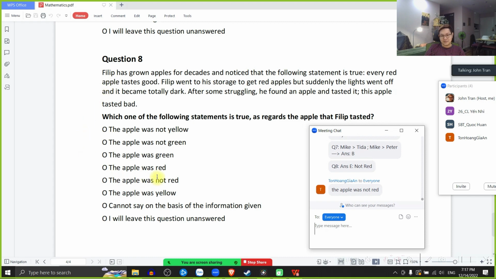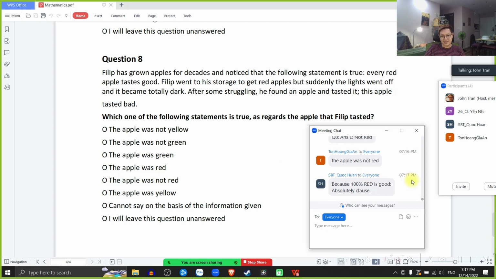So the apple was not red, right? Because 100% red is good, absolute cause.